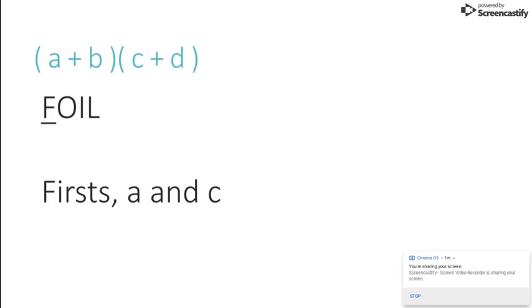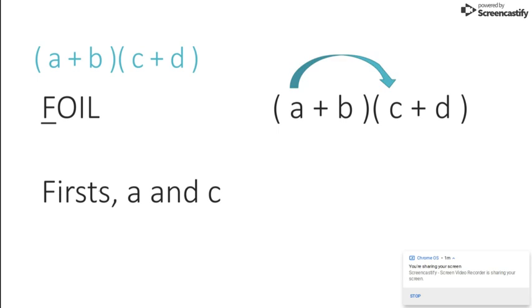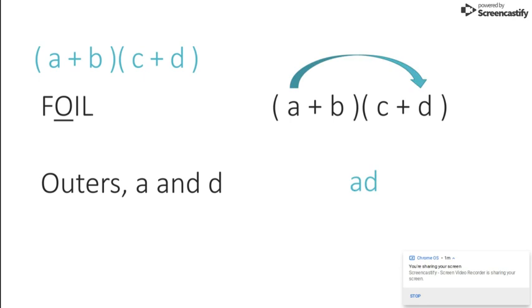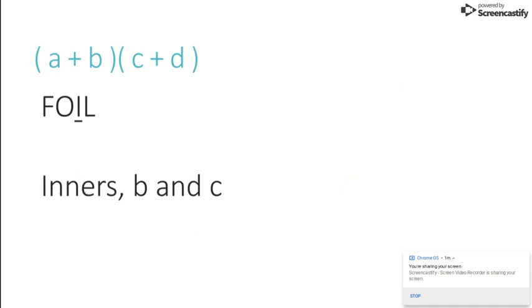So let's start multiplying this together. So F is for FOIL, so first, so A and C. We're going to find them here, and we're going to multiply them to get AC. And at the bottom of the screen, I'm just going to keep track of what we did. You add all these terms together once you find them based on the mnemonic FOIL. So O is for outers, A and D. We're going to find A and D. We're going to multiply them to get the term AD, and we're going to add it on. So AC plus AD.